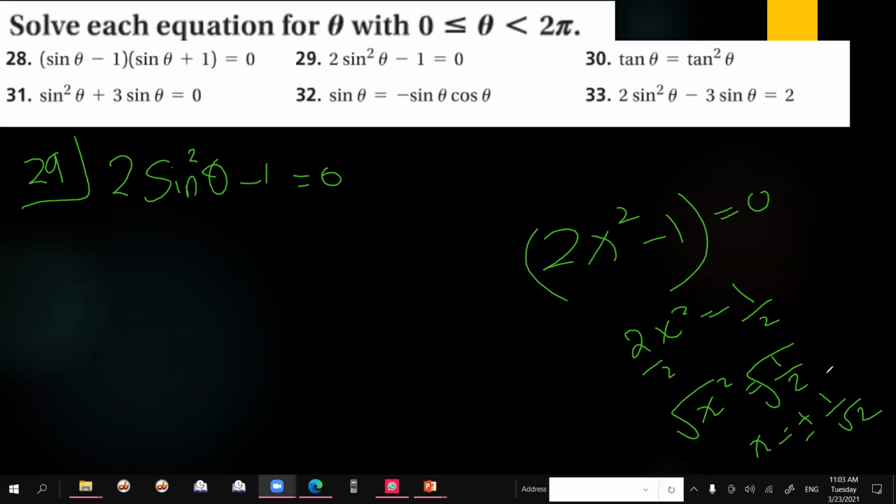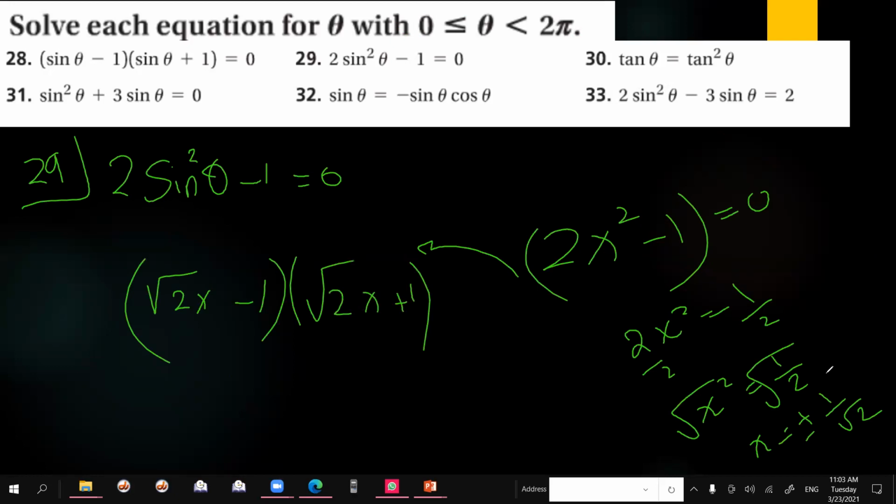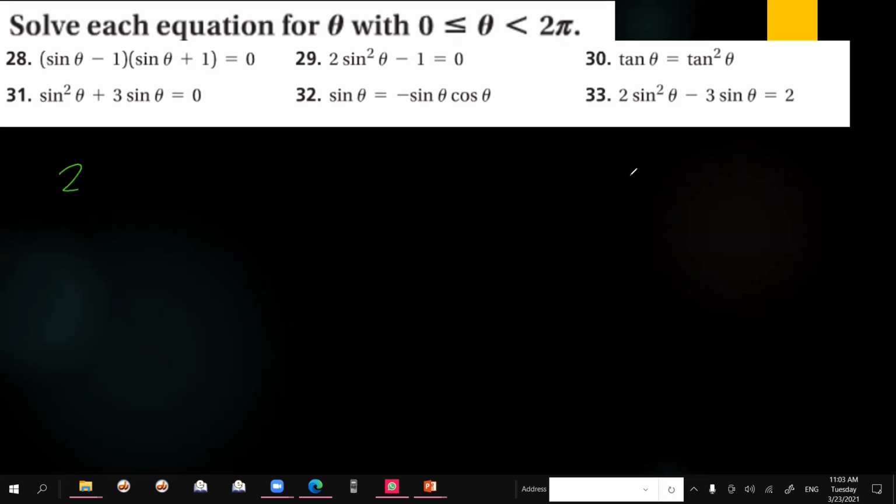Another way, some of you could solve it by factoring, like square root of 2x minus 1 times square root of 2x plus 1, and they are the same. Here, we have to do the same steps in sine. We have to say that it is 2 sine squared of theta minus 1 equals 0.